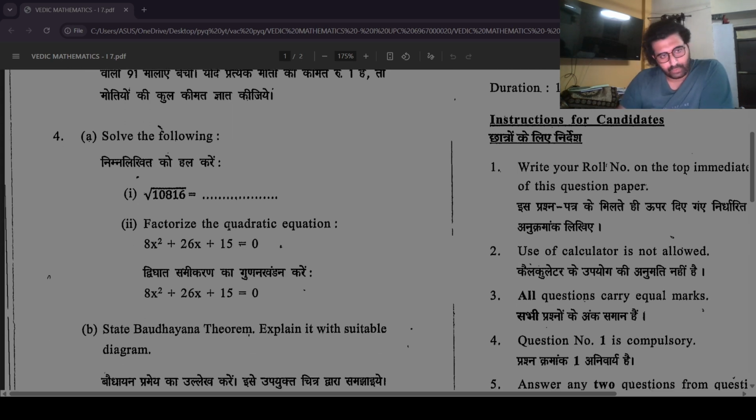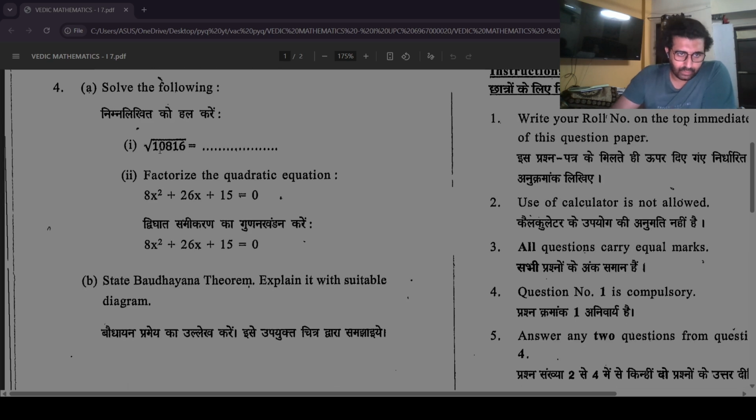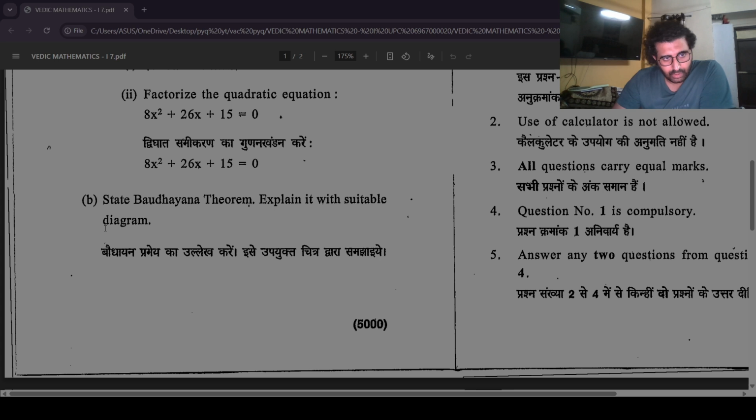Okay, as for question number 2, you can see on the screen, you have to find the square root of these 5-digit whole numbers, and for the second part, factorize the quadratic equation. You can do this easily. And B part, state Baudhayana theorem. Explain it with a suitable diagram.